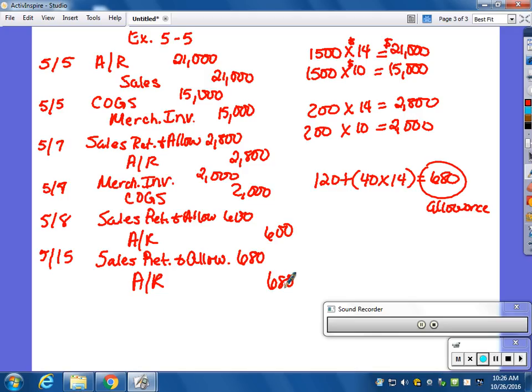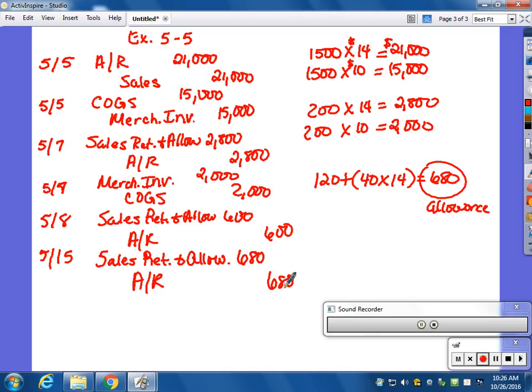We reported it. But going down to the 15th, they returned 40 more units. They kept 60, so we gave them a credit for keeping those 60 because they were the wrong color. So we take the 120 that we gave them as a credit, we add it to the fact that they returned 40 of those units to us to give them a total credit of 680.